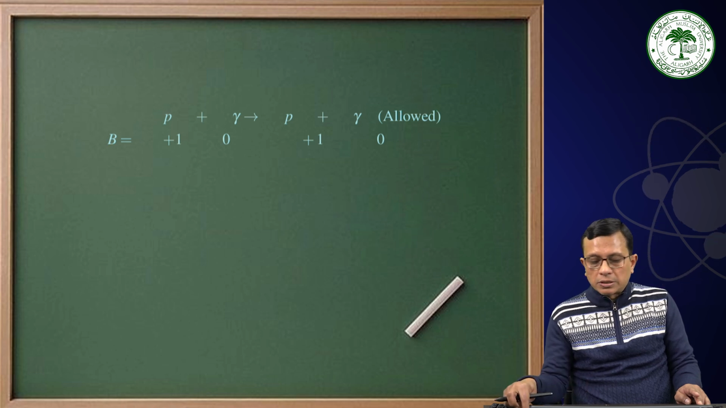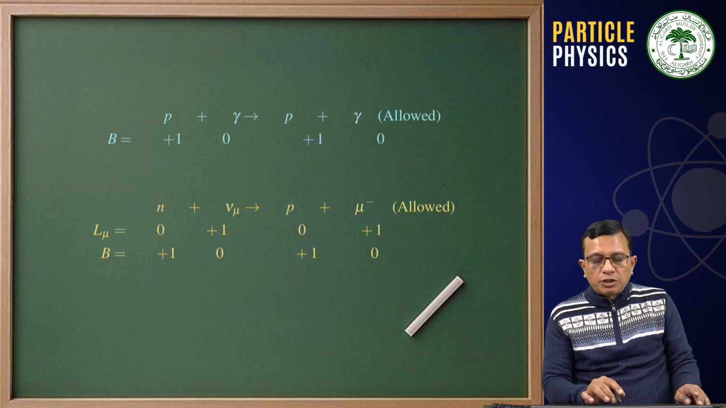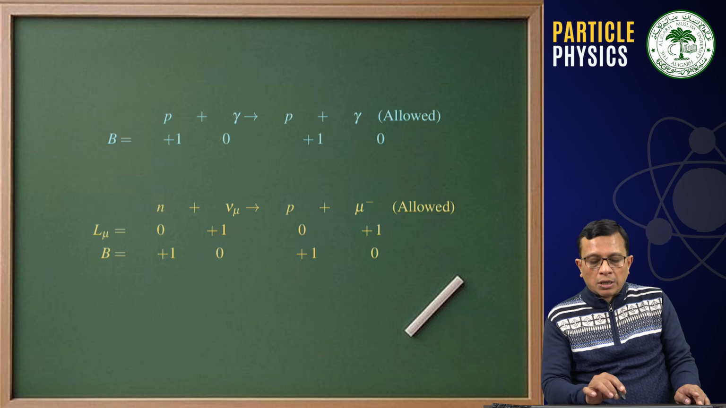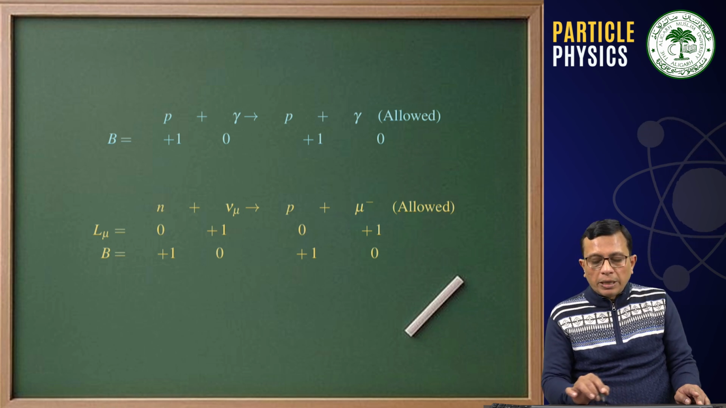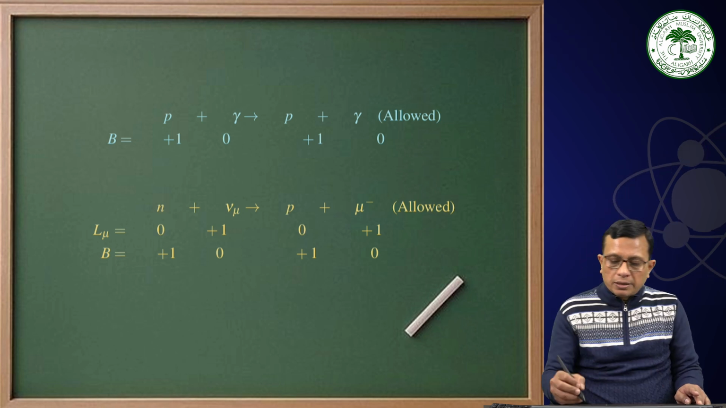Then similarly, I have taken another example where a neutrino is present in the initial state, and we have a neutron, and this interaction gives us mu minus and a proton. Now you see, we are talking about mu. Therefore, to conserve muon lepton number, we must have a mu minus. We cannot have e minus, or tau minus.